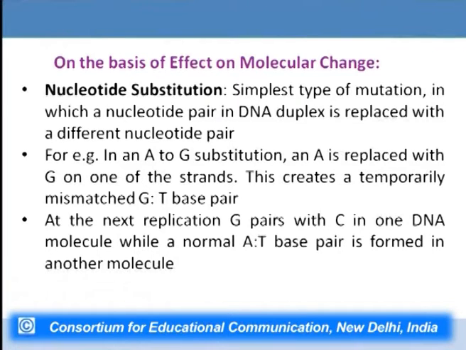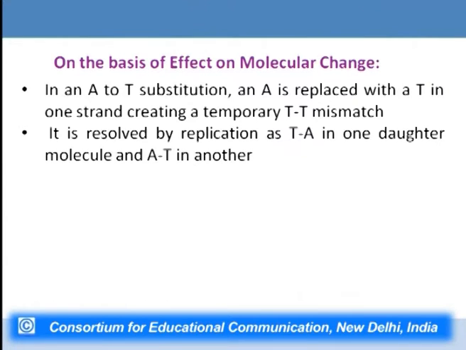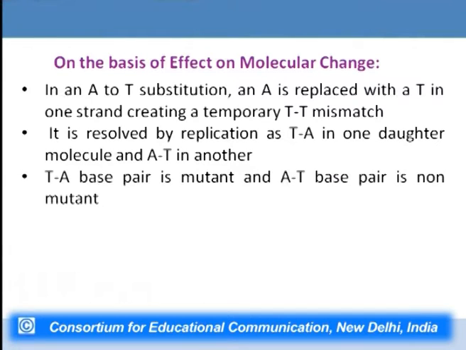For example, in an A to G substitution, A is replaced with G on one of the strands. This creates a temporarily mismatched GT base pair. At the next replication, G will pair with C. So basically, there is a change from an AT base pair to a GC base pair. In an A to T substitution, an A is replaced by a T in one strand, creating a temporary TT mismatch. After replication, it is changed to TA in one daughter strand and AT in another. Both are not the same because the DNA strands are read in opposite directions.